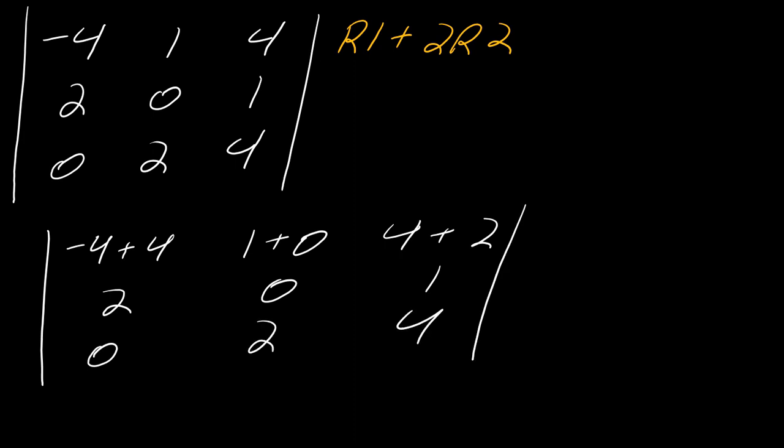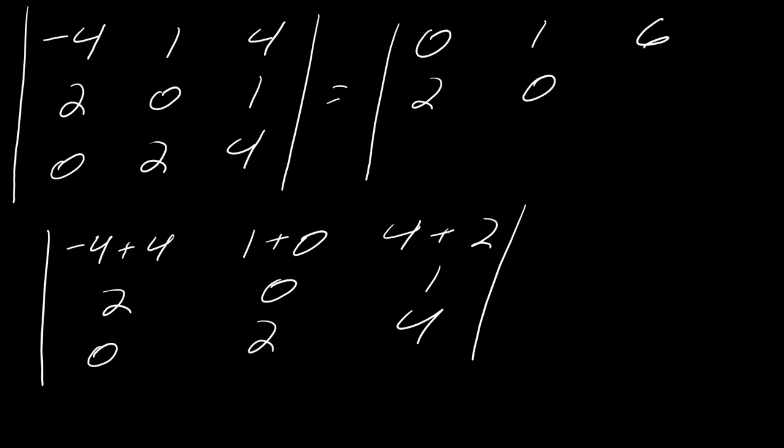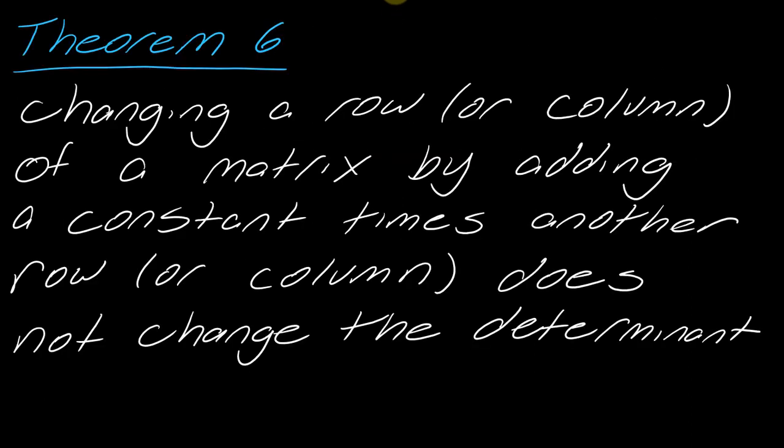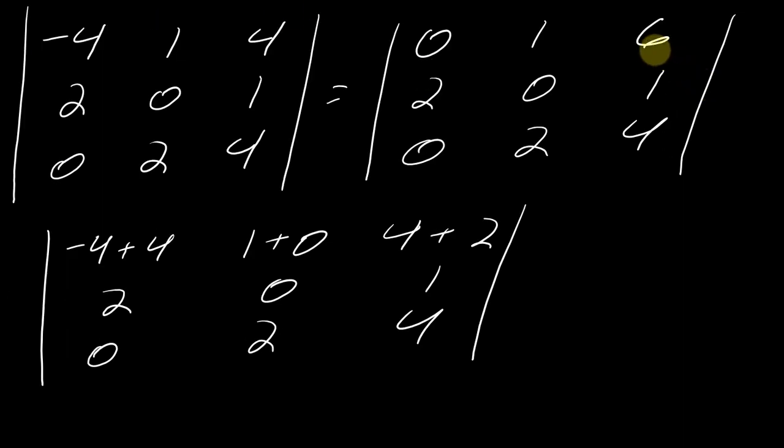Okay, so if I just clean that up, what does that look like? So then that becomes, let's see, I'll write it over here. This becomes 0, 1, 6, 2, 0, 1, and 0, 2, and 4. Okay, so I did a row transformation, and how does that row transformation impact the value of my determinant? Well, that was Theorem 6 that I just used. This one is one that you use a lot, actually, with determinants. So this does not change the value of the determinant. We just saw an example proving that, right? So I know I can manipulate this determinant and make it something easier.